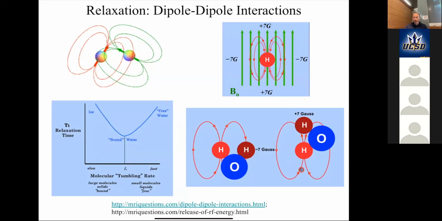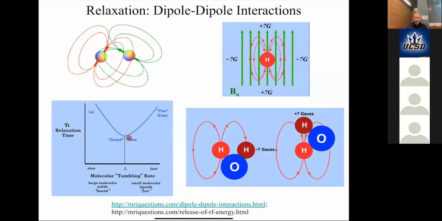The molecular tumbling rate is, you can imagine these molecules, just due to thermal action, can tumble and rotate. And if I have a proton that's rotating, it's creating its own magnetic field that's rotating, right? And so if it's rotating at the right frequency, then this can give up its electromagnetic energy to this proton, or to this molecule.